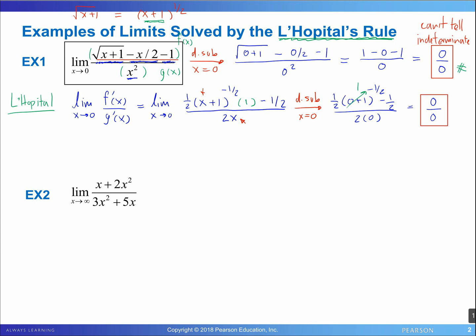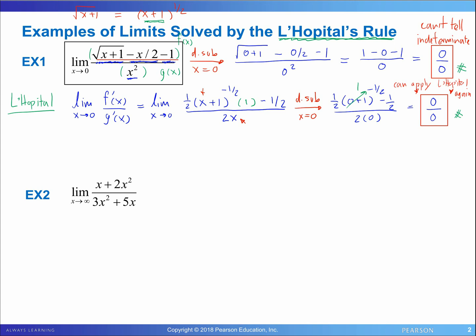After one round of L'Hopital's rule, it's still indeterminate and you can't tell anything about this. So our job is not done yet, so we have to do something about this. At this point, let's take a look here. This form is once again 0 divided by 0, which means that we can apply the L'Hopital's rule again. So make a note, can apply L'Hopital's again.